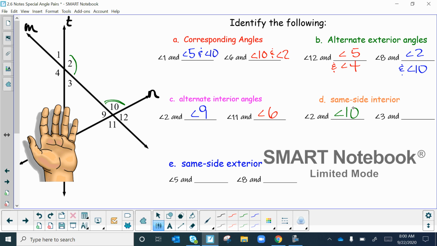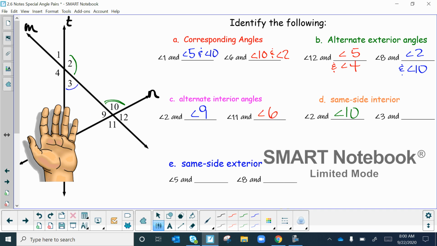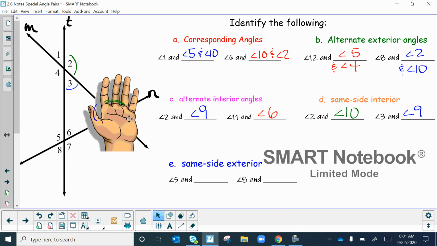And then what about angle 3? Angle 3, well, 3 and 9 would work. Those are alternate interior, but you got to check the other one as well. What if I cover up this section? 3 is still in the interior. So 3 can also be with 6. So there's 2 answers for that one that are same side interior with angle 3. Okay, let's try the last one.